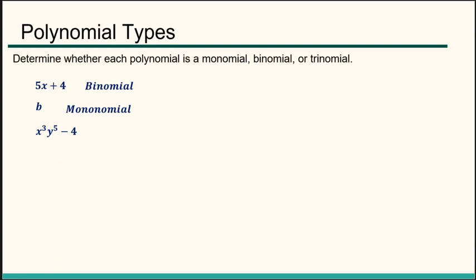x cubed y to the 5th. There's one term. Minus 4. There's another term. There's two terms there. Binomial. Minus 4x squared y cubed z to the 4th. There's only one thing there. It's a monomial. Here I have three things being added together. This is a trinomial.